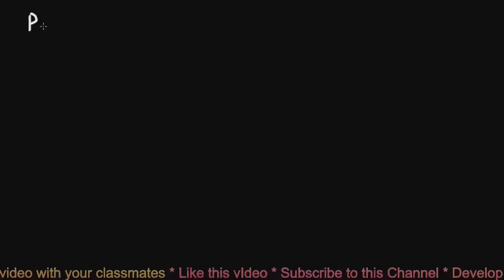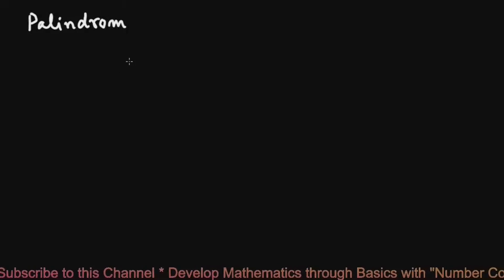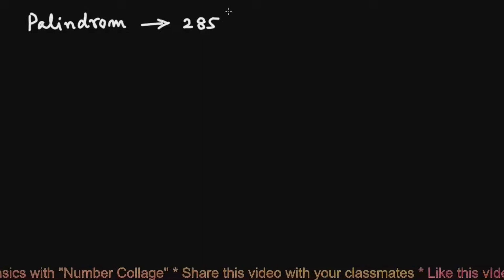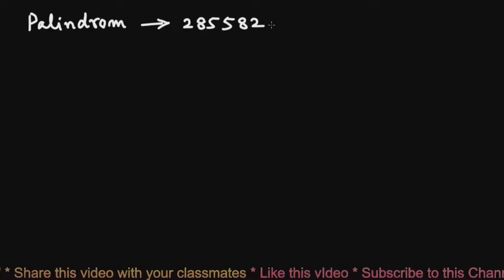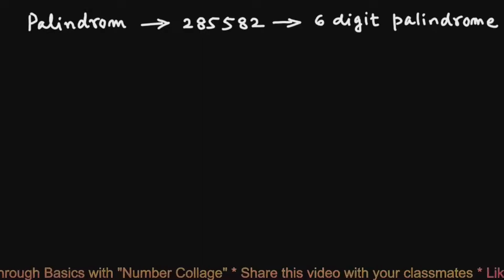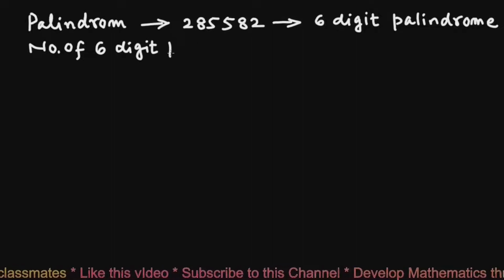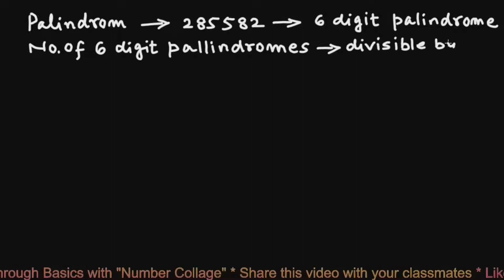Next question is on permutations and combinations. It goes like this. A number is called a palindrome if it reads the same backward as well as forwards. For example, the number 285582 is a 6-digit palindrome. We have to find the number of 6-digit palindromes that are divisible by 55.